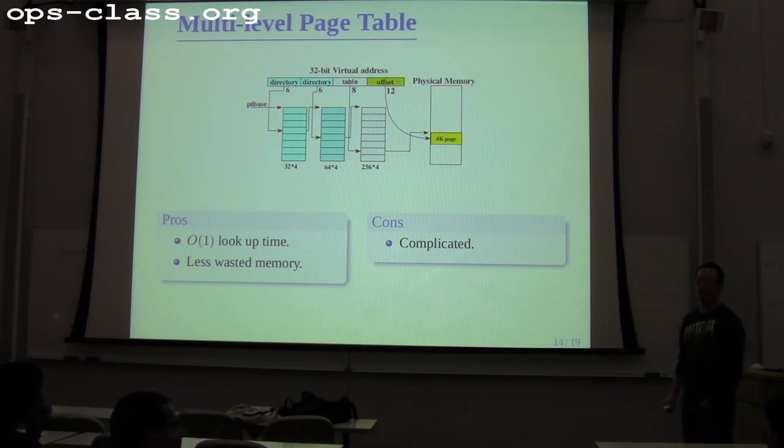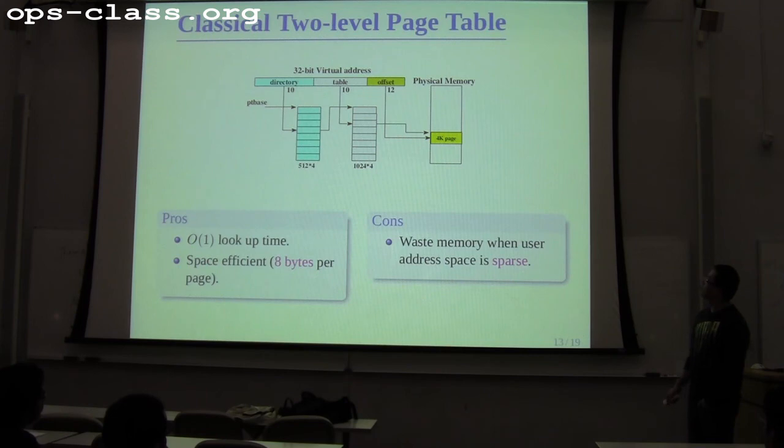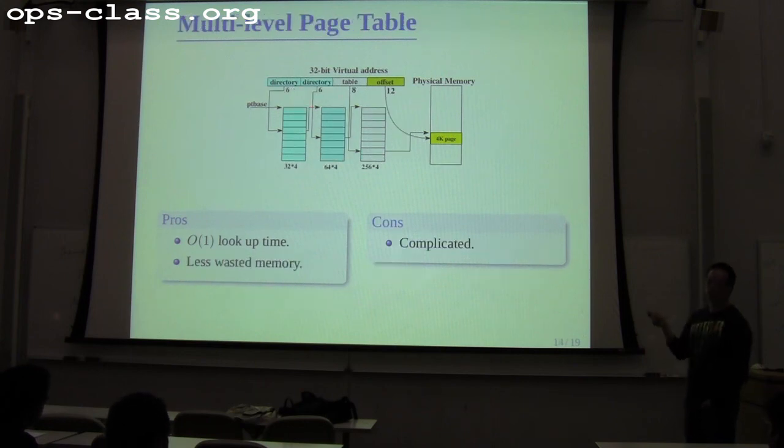Why is the directory smaller? If you go back to the slide. If you use 10 bits to index the directory, then what's the directory size? 2 to the power of 10, 1024 entries. Here you use 6 bits. What's the length of the page directory? 2 to the power of 6, which is 64.